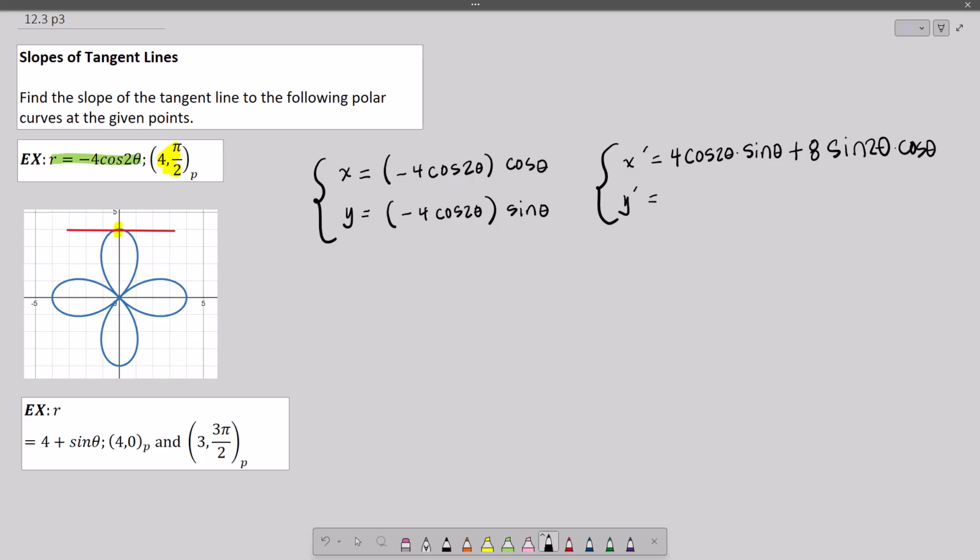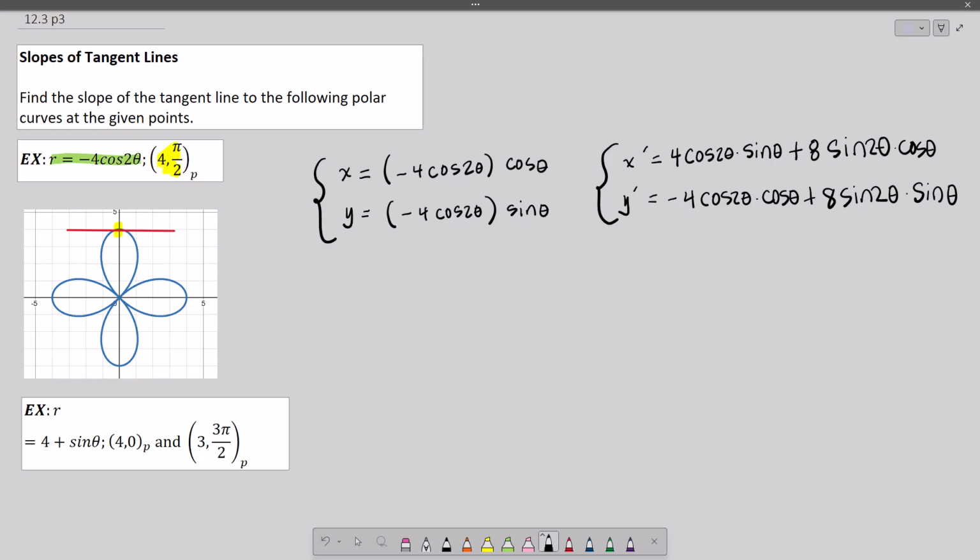Now we do the same down here. We do first derivative second. So that part's easy. But then we do the derivative of this, which we already did, and multiply by sine. So this one's going to be 8 sine of 2 theta times sine of theta. So we get that. Now, we want the slope of the tangent at this particular point.